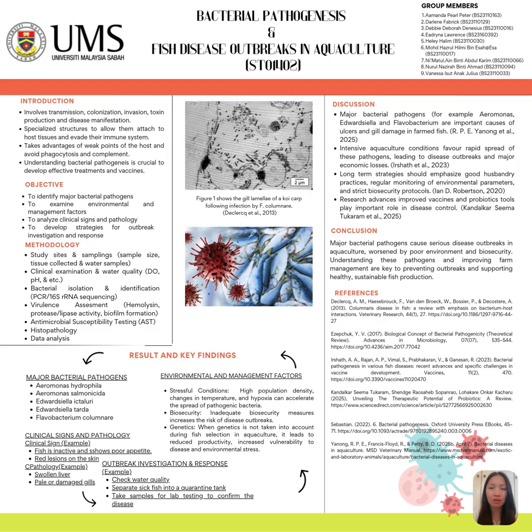The last one is to develop strategies for outbreak investigation and response. This focuses on creating a clear plan to detect, manage, and control disease outbreaks in a farm. It includes steps like collecting samples, identifying the bacterial cause, checking water quality, reviewing farm practices, and tracing where the infection started. The aim is to respond quickly with the right actions such as treatment, biosecurity measures, and preventive strategies to reduce losses and stop the spread.